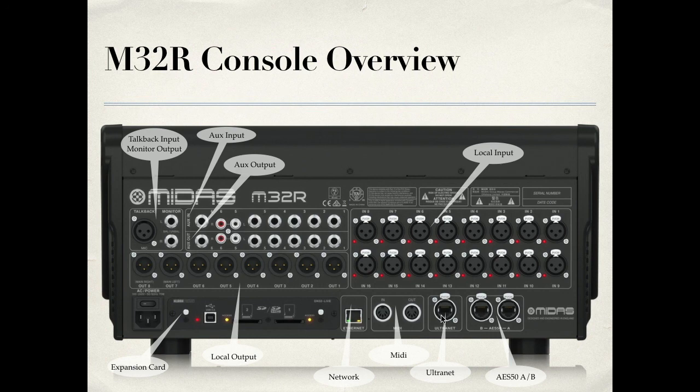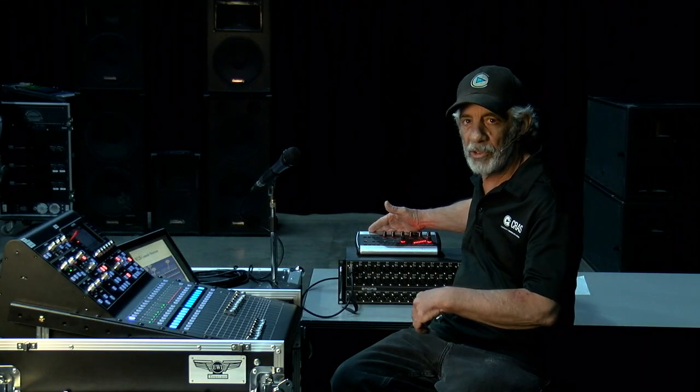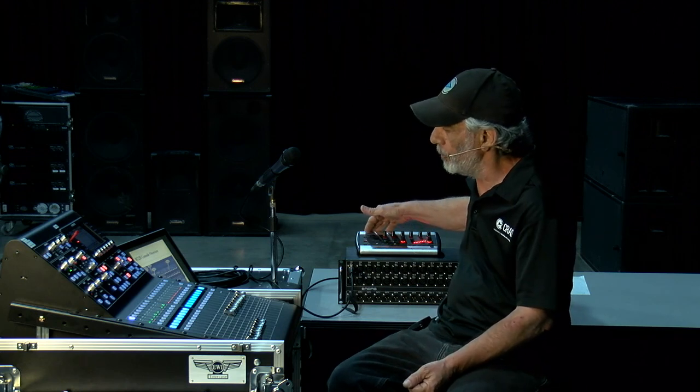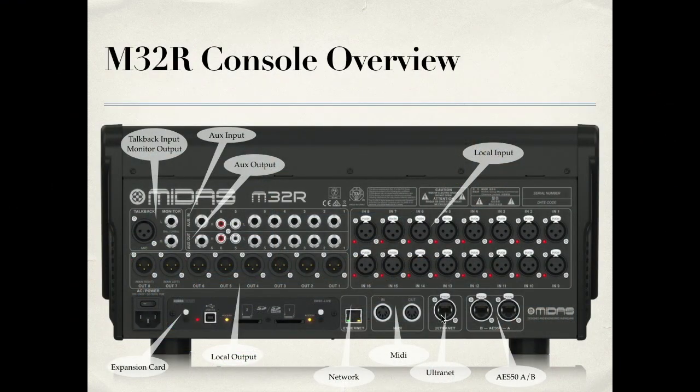The Ultranet port is used to connect to a P16 little mixer right here. We're going to cover that in our little mixing scenario that we'll do a little bit later today, once we get inputs and outputs to the console. So we just connect the Ultranet with a Cat5 to the P16 little router, because power comes from the P16 router, okay?